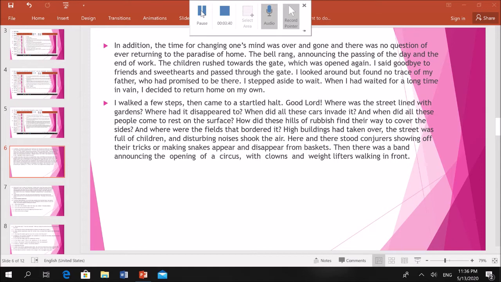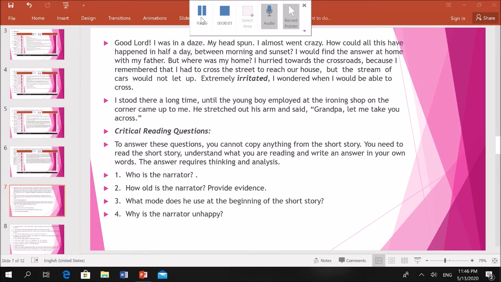So actually here the boy describes what he saw when he left school. Good Lord, I was in a daze. My head spun. I almost went crazy. How could all this have happened in half a day between morning and sunset? So the little boy actually was surprised and he felt that he was about to lose his mind.